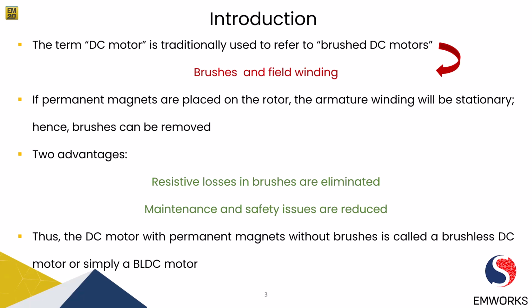There has been a significant improvement in permanent magnet technology in the last few years. The permanent magnets are alloys like neodymium iron boron, which is NdFeB, and samarium cobalt, that have become popular in recent years. Now, if permanent magnets are placed on the rotor surface, the armature winding will be stationary and hence brushes can be removed. This has two advantages. First, resistive losses in brushes are eliminated, and second, maintenance and safety issues are also taken care of. Thus, the DC motor with permanent magnets without brushes is called a brushless DC motor, or simply BLDC motor.